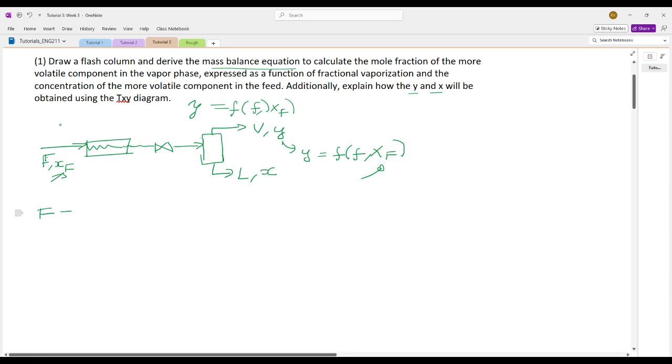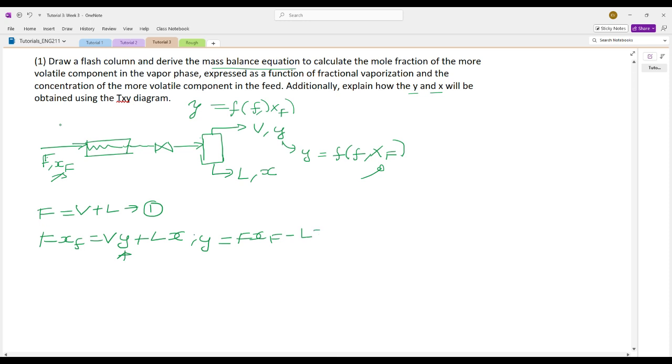Perform the overall mass balance. F is equal to V plus L, that is equation 1. Then do the component balance for the more volatile component: F xF is equal to Vy plus L into x. We have to derive something as a function of y. So let's write y is equal to (F xF minus L x) divided by V, and let's replace L with F minus V. This comes from equation 1.